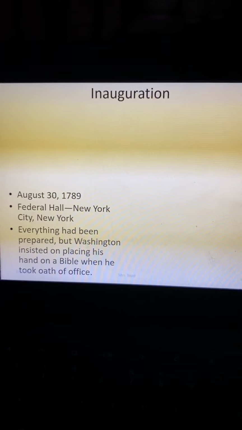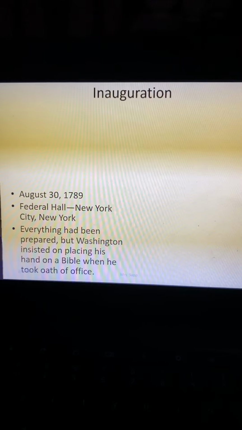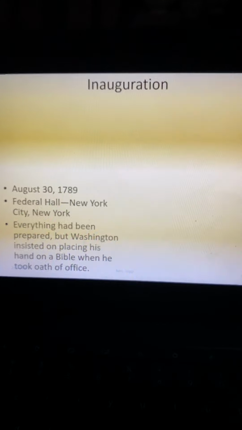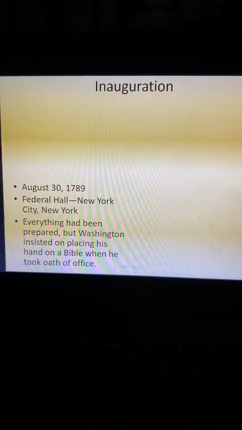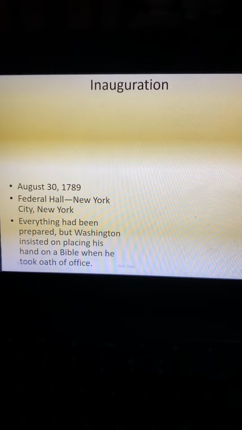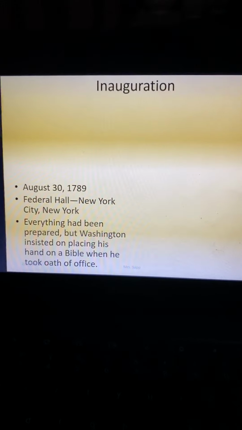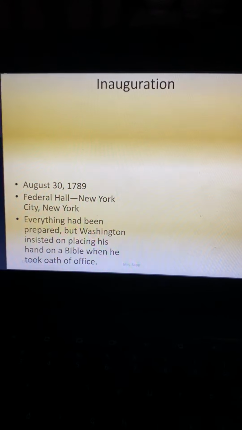And Washington was the one who started the whole, I'm going to put my hand on the Bible when I take this oath into office. So that was a part of the inauguration that was kind of unplanned that Washington insisted he wanted to do and that they still do today.